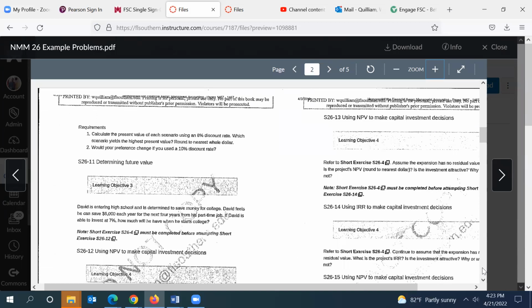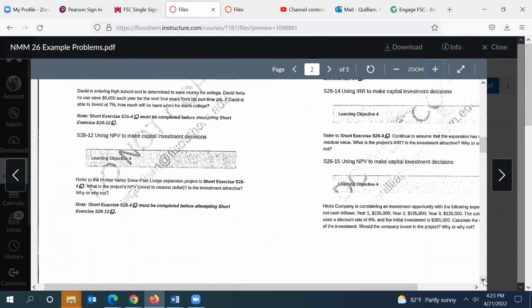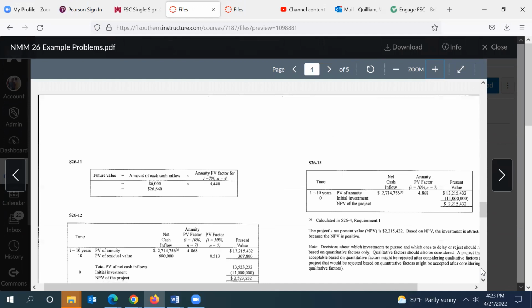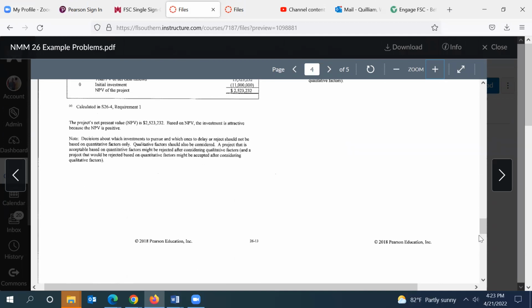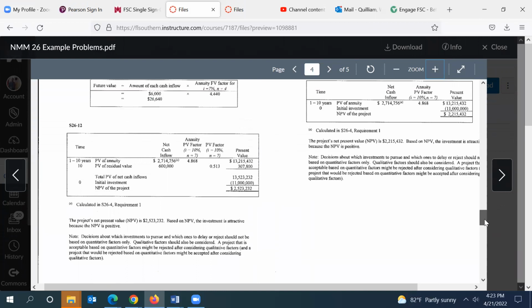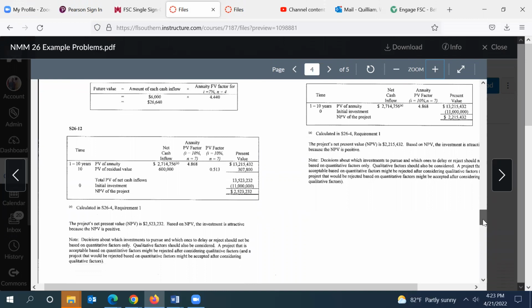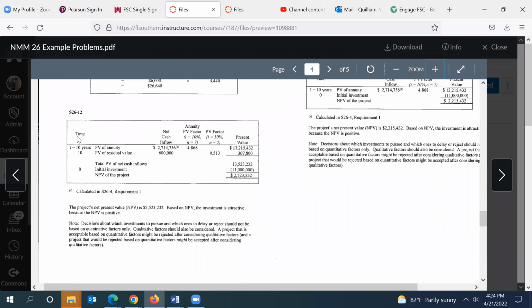Let me come back here to number 12, where we're going to use net present value. And it won't be bad. Let me show you, taking a look here at the solution. So here, number 12. First, we'll calculate the present value of future cash inflows.